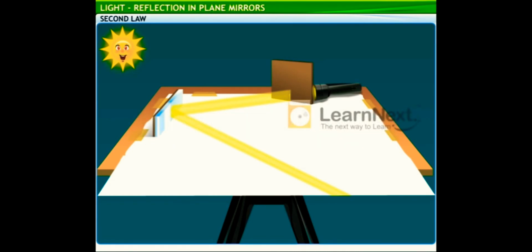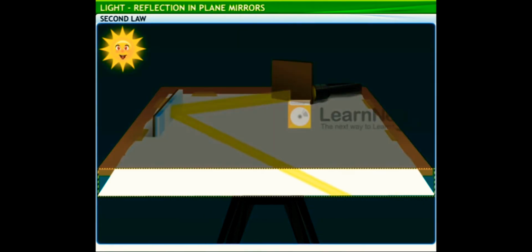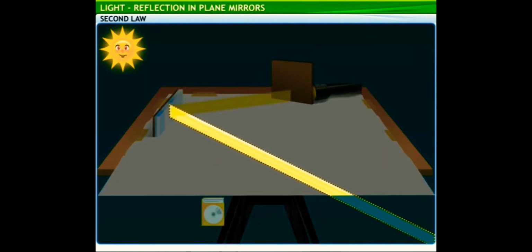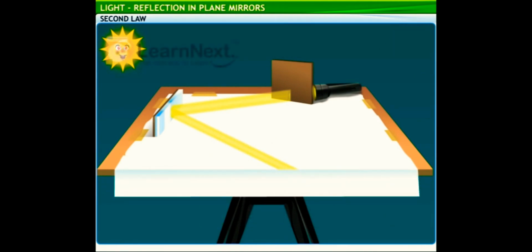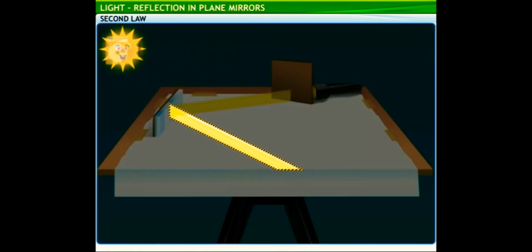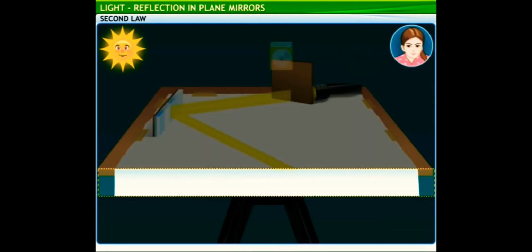We will slightly modify the setup that we used in the previous activity. Consider the portion of the white paper that extends beyond the edge of the table. Initially, you can see that the reflected light rays are on this portion of the paper, right? Right. Now, fold the paper downwards along the edge of the table. What do you observe? Can you see the reflected light ray on the portion of the paper that has been folded downward? No, it is not visible now.